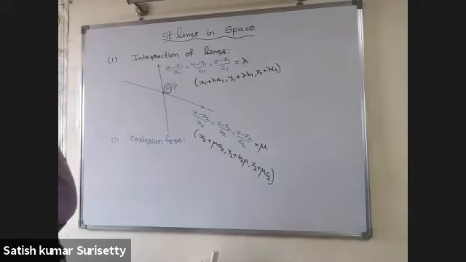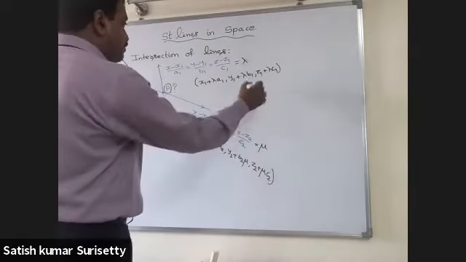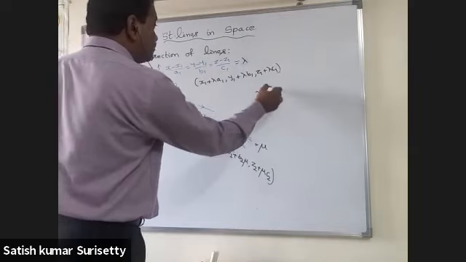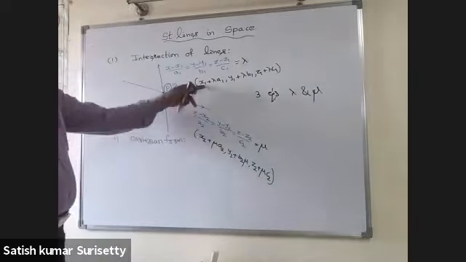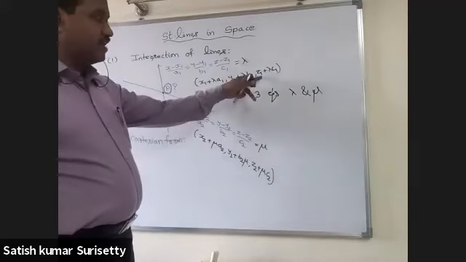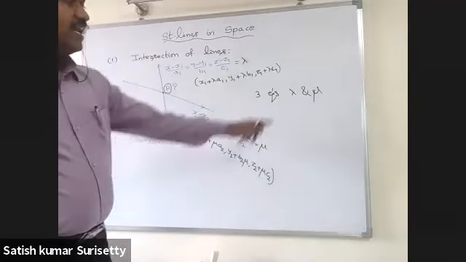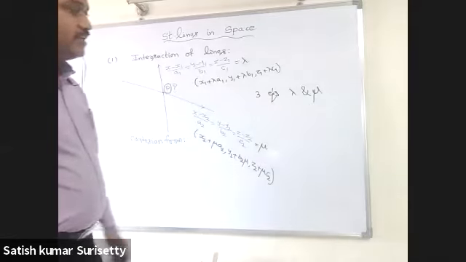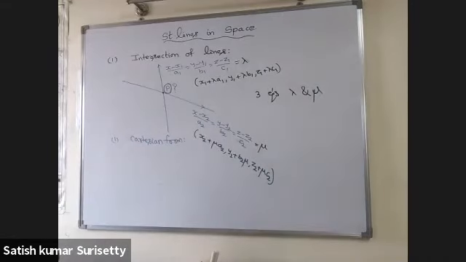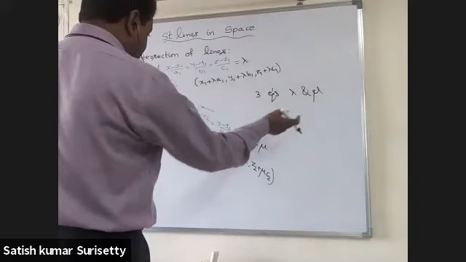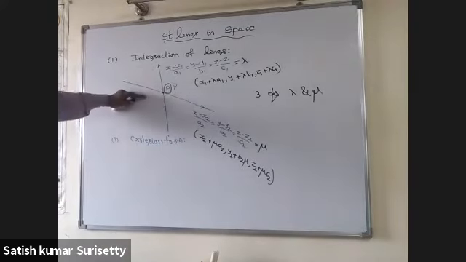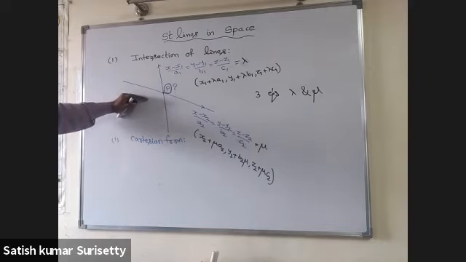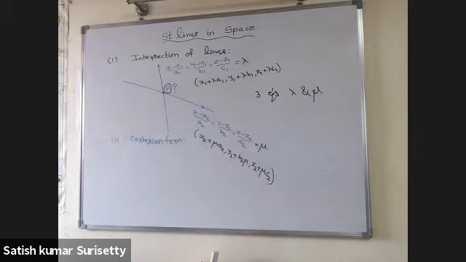Then you will have three equations in lambda and mu. Equate the x coordinates, the y coordinates, the z coordinates. Solve any two equations and substitute in the third equation. If it satisfies, then you can conclude that the lines are intersecting. If it does not satisfy, then the lines do not intersect.